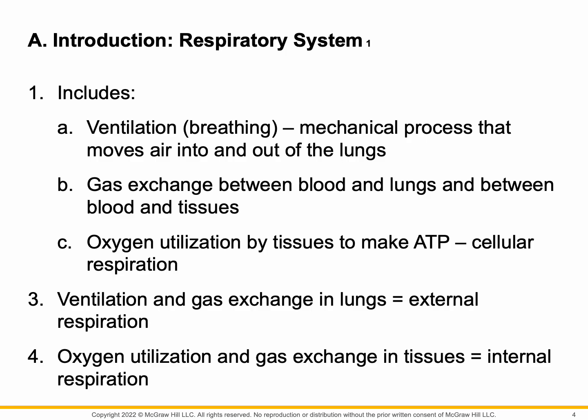Also, there's gas exchange between the blood and the tissue at the tissue level. So at that level, the oxygen from the blood will leave the blood to go to the tissues, and carbon dioxide that is accumulating in the tissues will then move into the bloodstream to be delivered to the lungs. There's also oxygen utilization by the tissues in order to make ATP. This is a process called cellular respiration, as you guys can recall from anatomy.